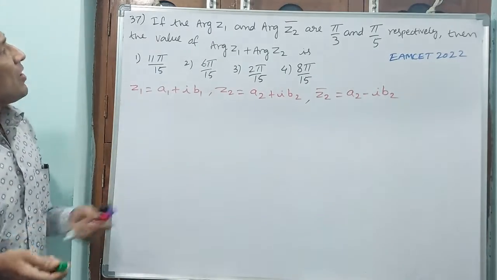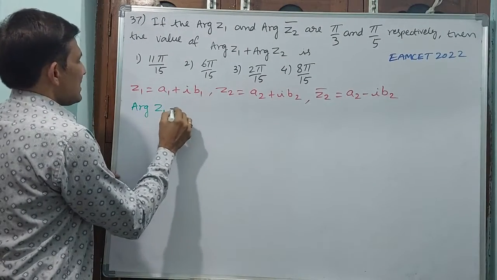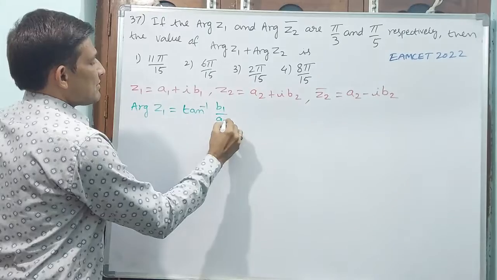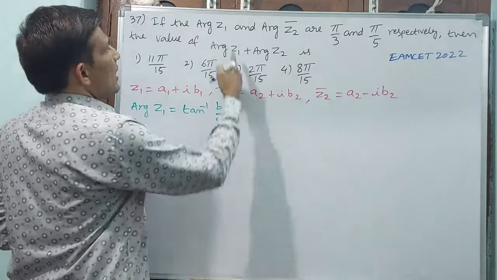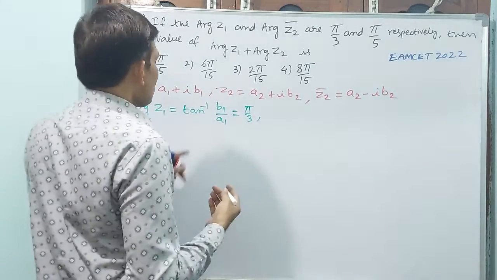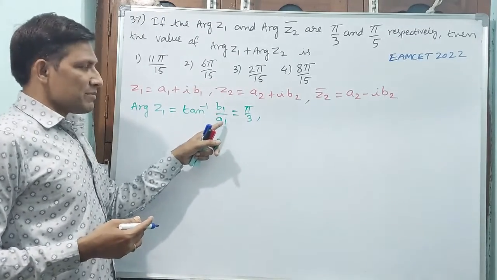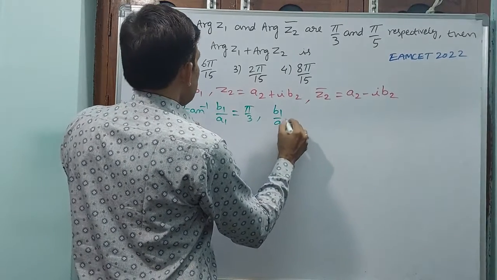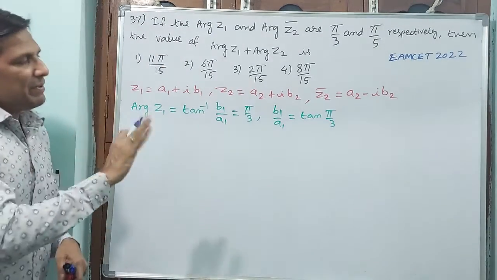Okay. Now, what will be the argument of z1? I am writing, you see. Argument of z1 is equal to tan inverse of b1 by a1. This value they have given, respectively pi by 3. Now write down: tan inverse b1 by a1 is equal to pi by 3. Then what will be the b1 by a1 value? Tan pi by 3. Keep it like this only.